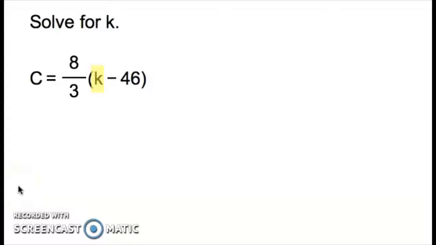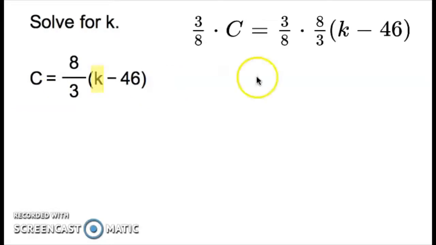To get rid of the fraction, we can multiply both sides by the reciprocal of that. Reciprocal is just a fraction flipped upside down, so we're going to multiply both sides by 3/8. So here we have 3/8 times c equals 3/8 times 8/3. 3/8 times 8/3 is just 1. A reciprocal times the original fraction is just 1. So we have 3/8 c equals k minus 46.